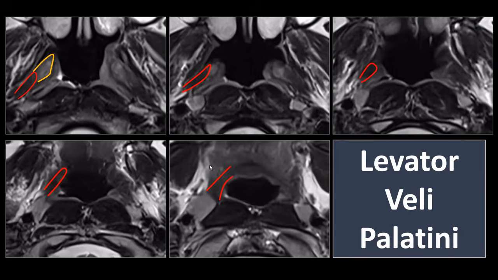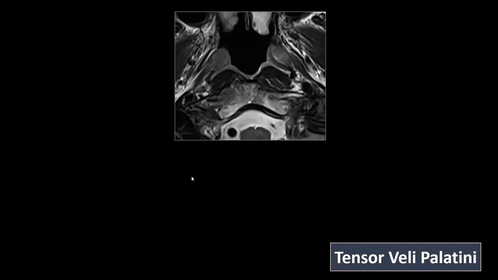And the levator veli palatini basically forms a sling with its contralateral part. And this sling basically elevates the soft palate when it is contracted. Can we also recognize the tensor veli palatini? Yes, it's a much smaller muscle, but we can recognize it as well.